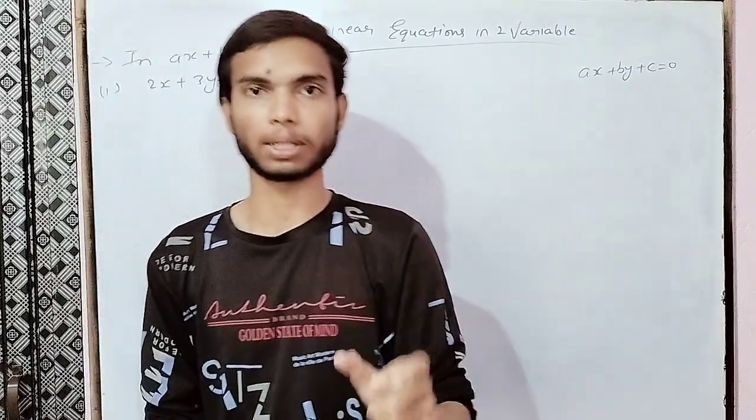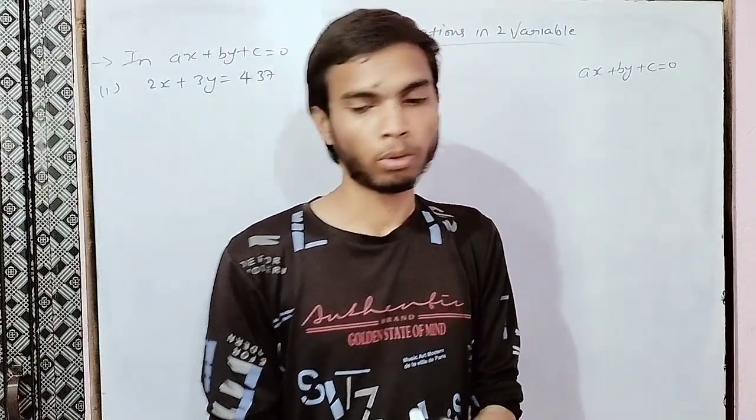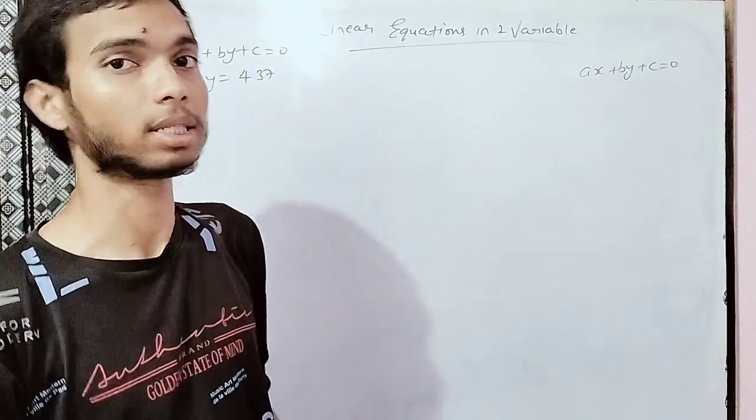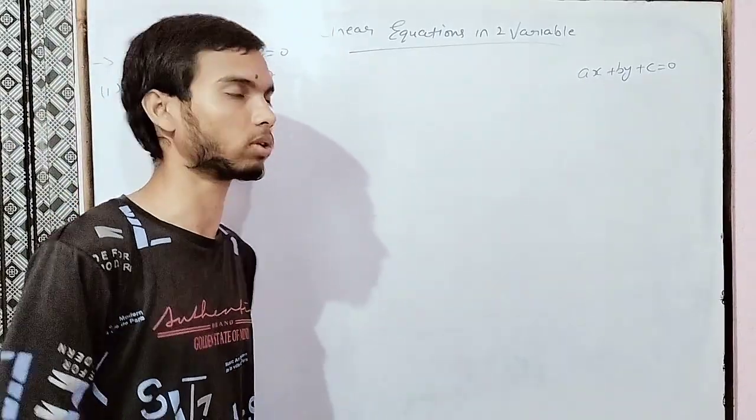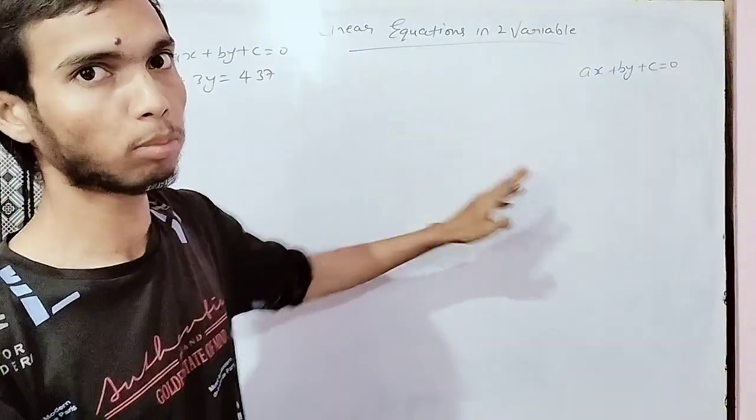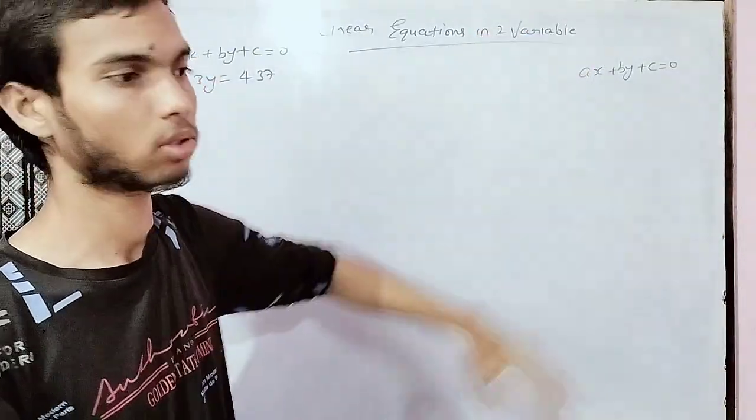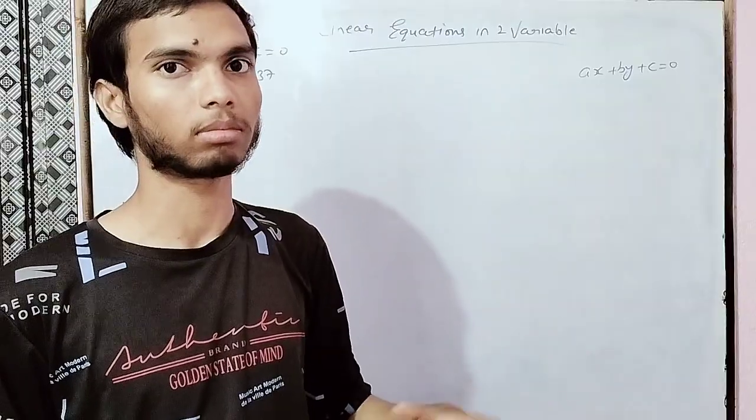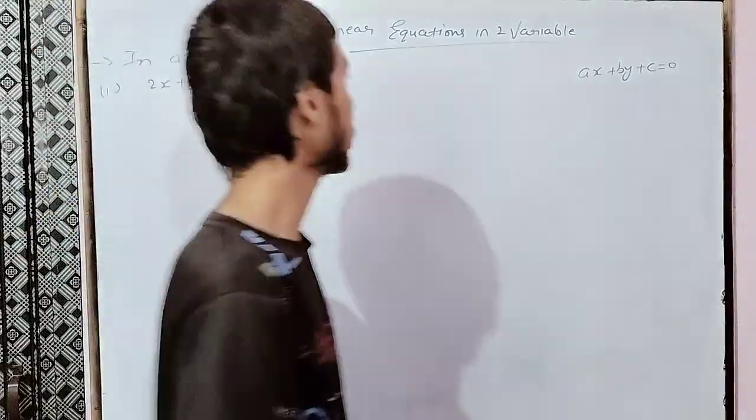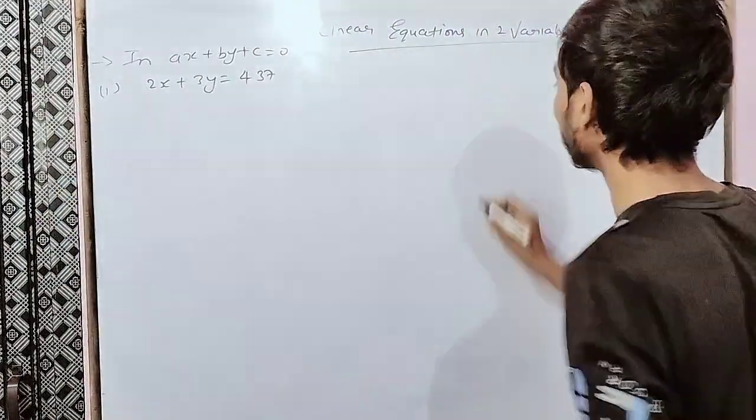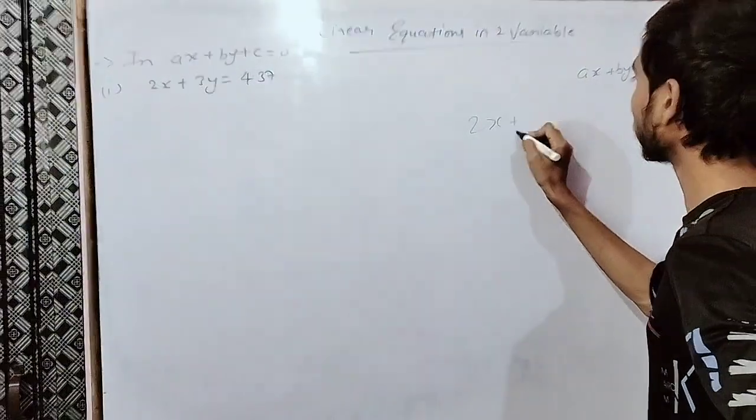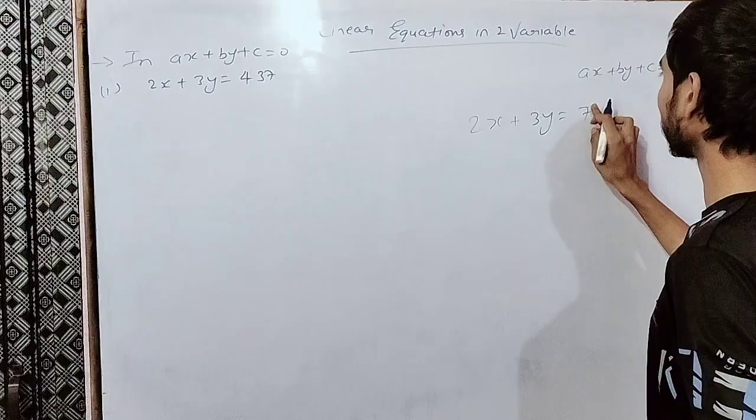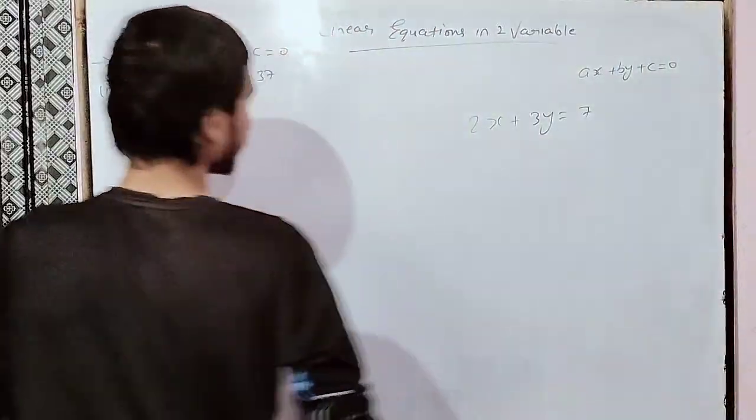Based on degree, if the exponent of the variable is 1, then that polynomial will be considered a linear equation. But here one more point: in two variables, the letters would be two, x and y, like that. So the meaning of a linear equation, for example 2x plus 3y is equal to 7. From here, try to understand.